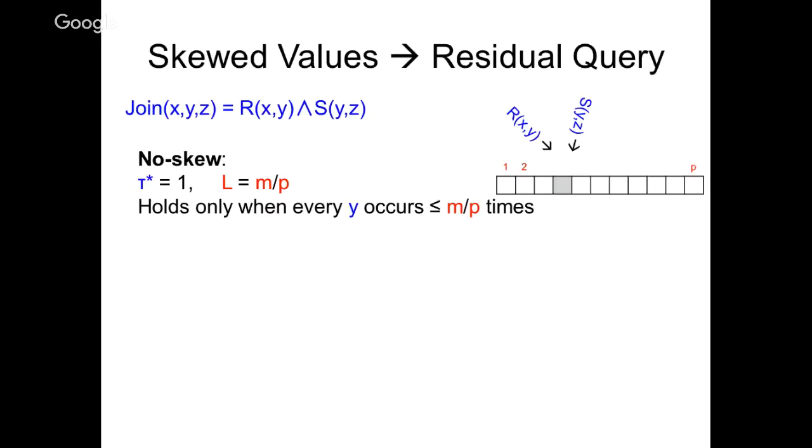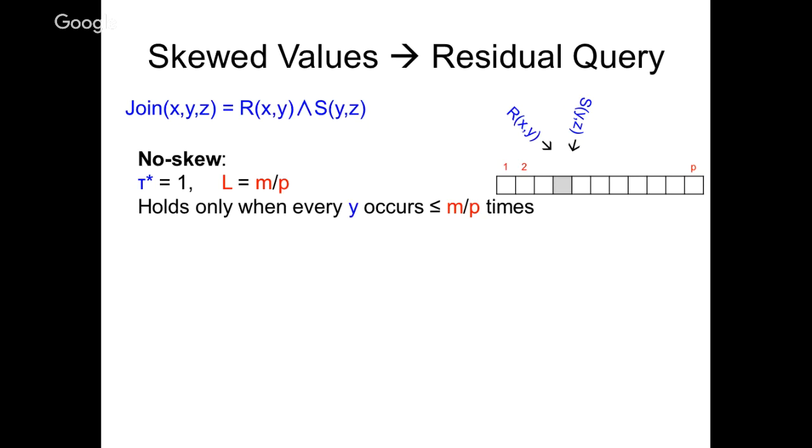And here the takeaway that I'd like you to take away is that you need to treat heavy hitters differently, and you need to treat them with a different query. Still a query that we already understand, it's just a different query. It's a residual query. So let's see this with a join.